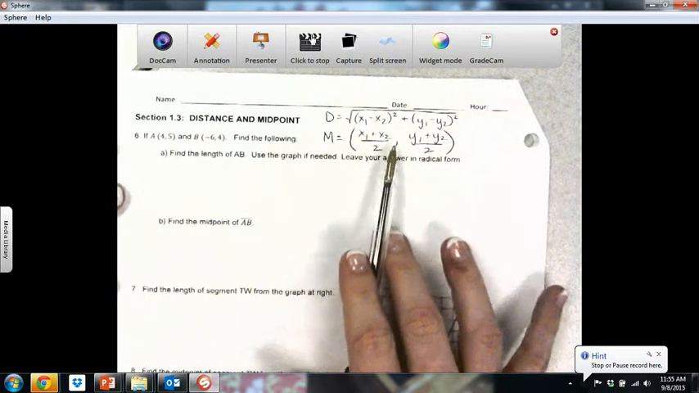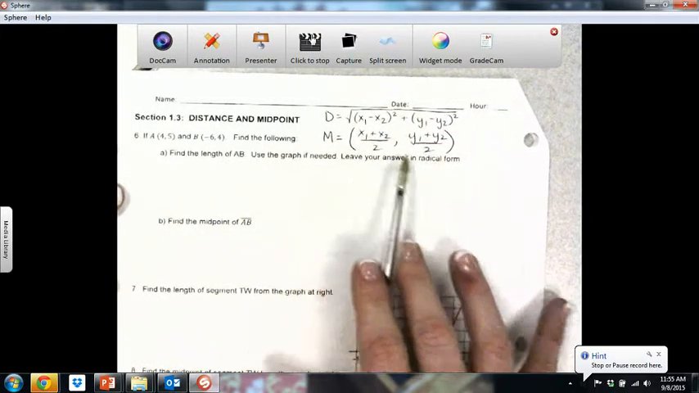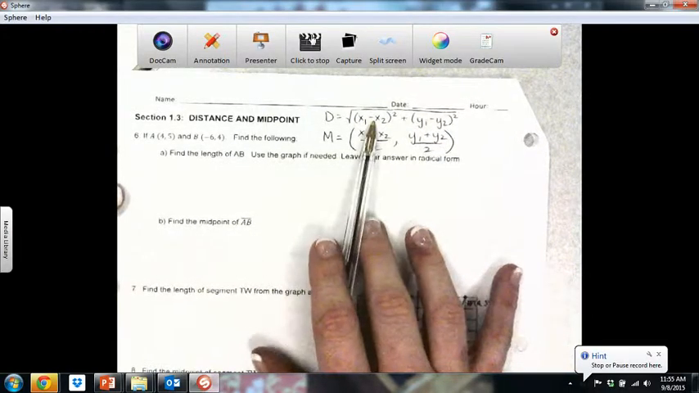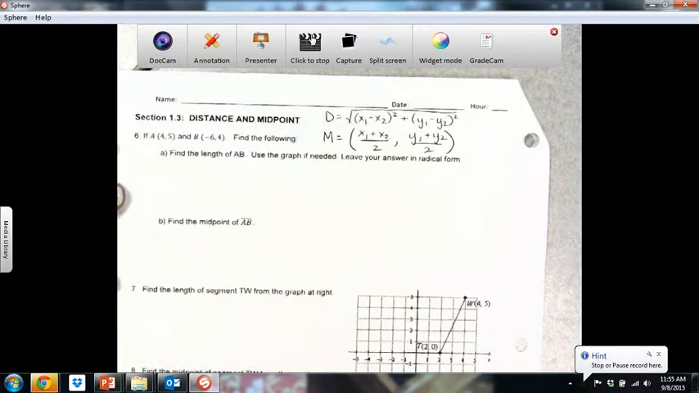And so here we're finding the average of the x's and the average of the y's, whereas up here we're subtracting them in order to find the length of the line and then squaring to use the Pythagorean theorem to solve. So these two formulas are going to be incredibly helpful.